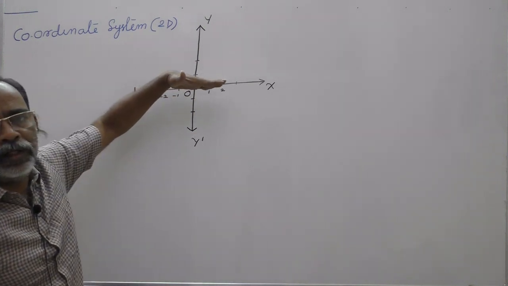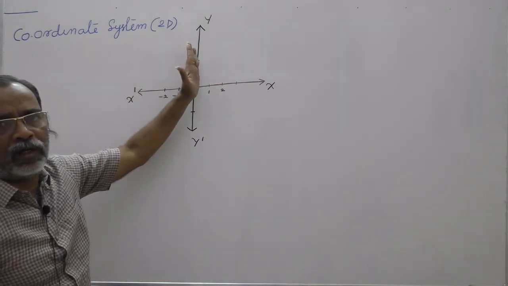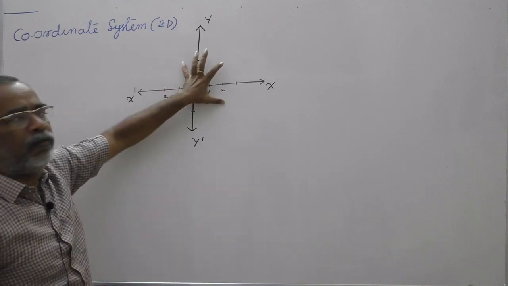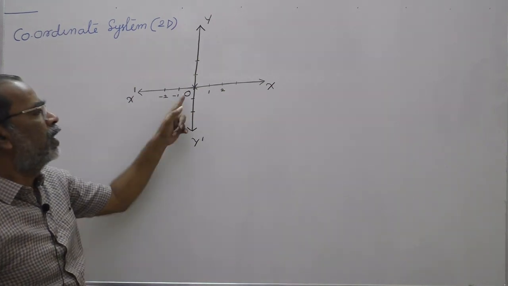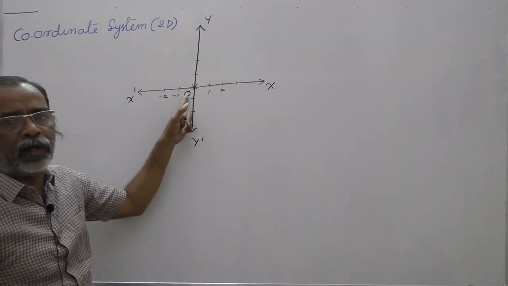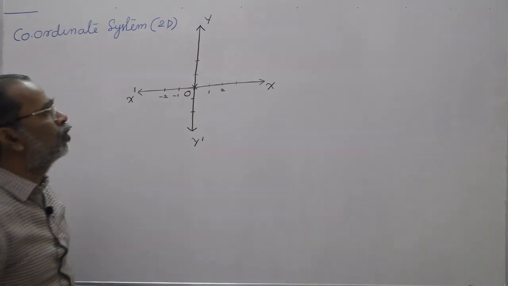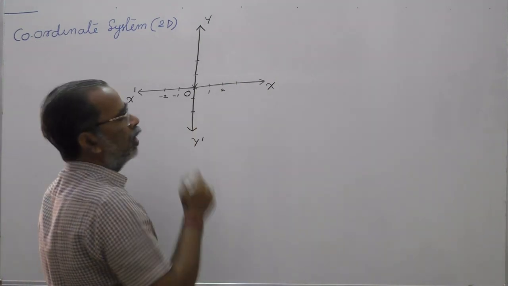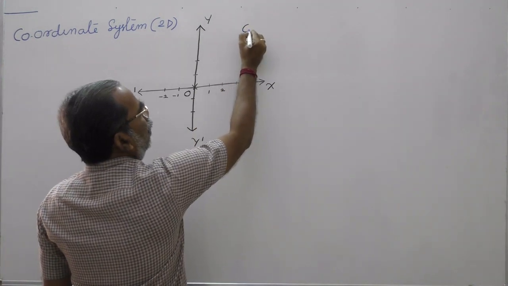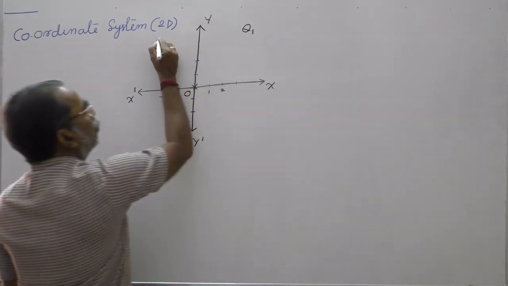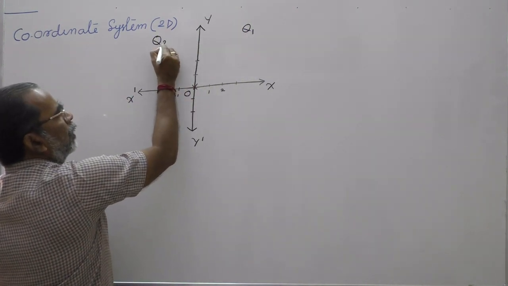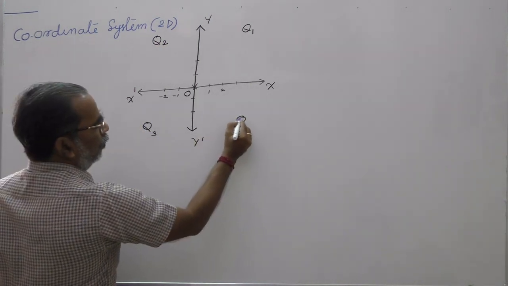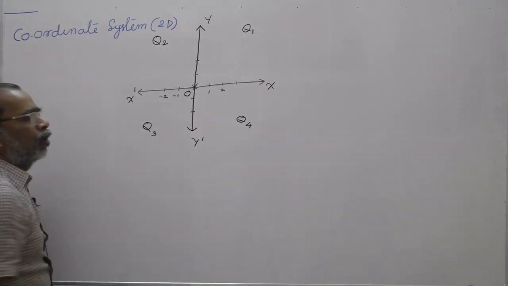This horizontal line is called the x-axis, the vertical line is called the y-axis. It is two-dimensional geometry, therefore there will be only two axes. Their intersection is denoted by capital O, which is called the origin. These two axes divide the plane into four equal parts. This one is called the first quadrant. This is the second quadrant, third quadrant and fourth quadrant. These are the four quadrants.